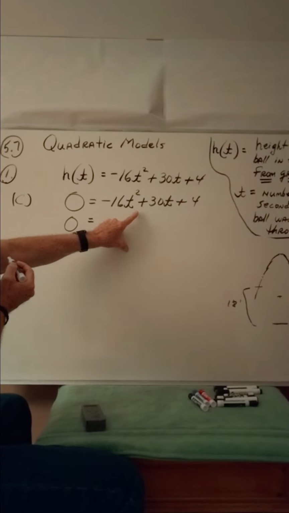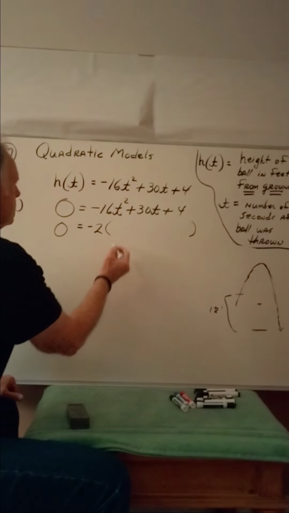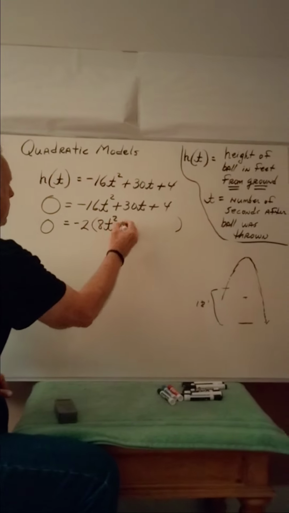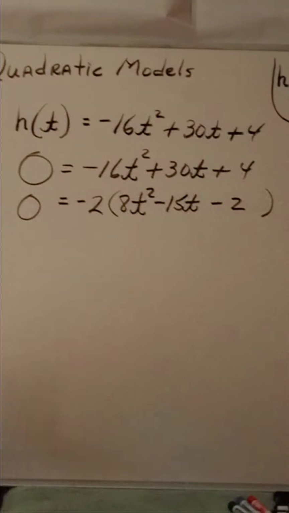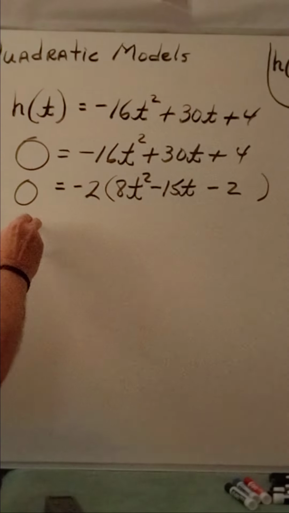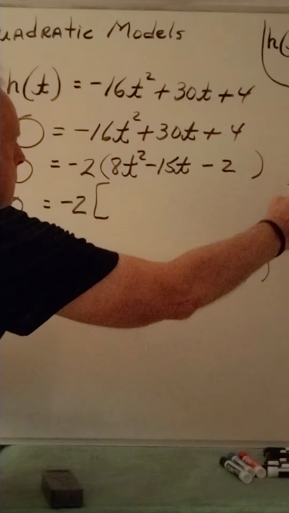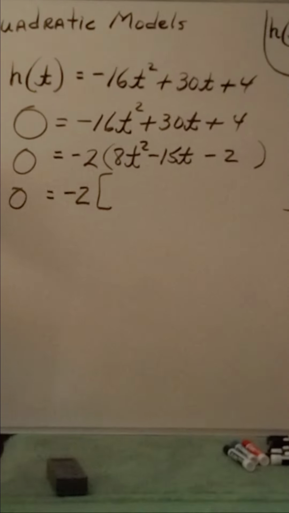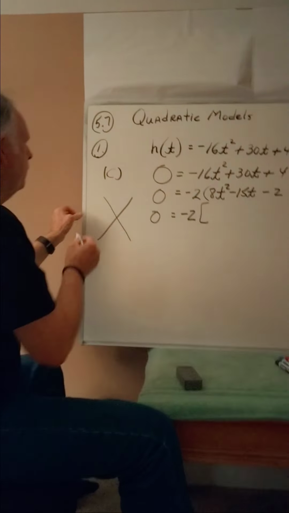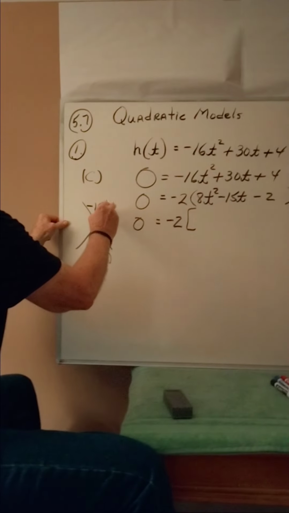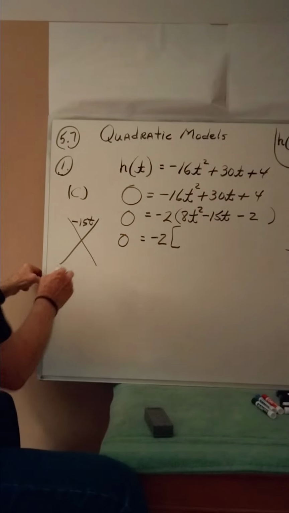Let's take out the GCF, a -2. Pull it out. That'll give us 8t squared, a -15t and a -2. He's an AC. I'm going to get it ready. -2, I'm going to a bracket. -15t. AC, +8 times -2.